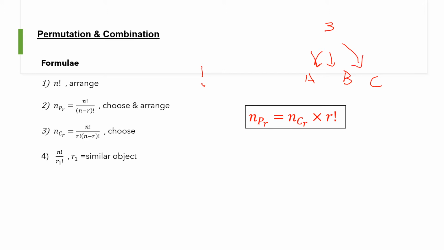Okay, the third one, nCr. When we use this formula, we are just going to choose something. Just like the example just now, 10 candidates, I just want to choose 3 of them to work. Okay, therefore, n factorial over r1 factorial. r1 is the similar objects. For this, I will explain it later with an example. And one of the important things I also want to remind is that this formula, nPr is equal to nCr times r factorial.